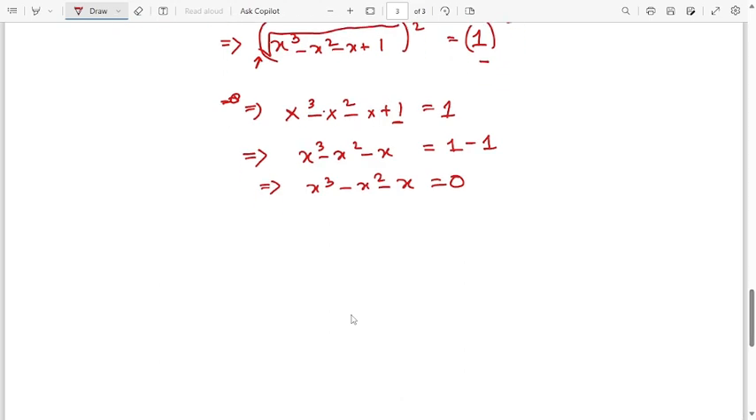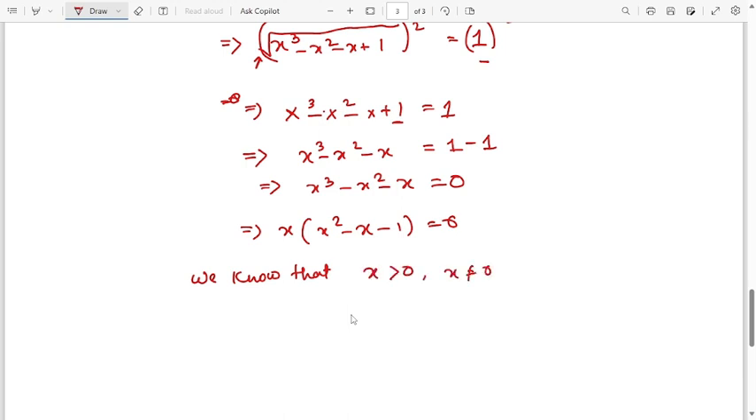Okay. So now we are taking the factor x, x into x square minus x minus 1 is equal to 0. So we know that x is greater than 0. That means x not equal to 0. We have already defined initially. So that means we are dividing by x on both sides of the equation, then x square minus x minus 1 is equal to 0.